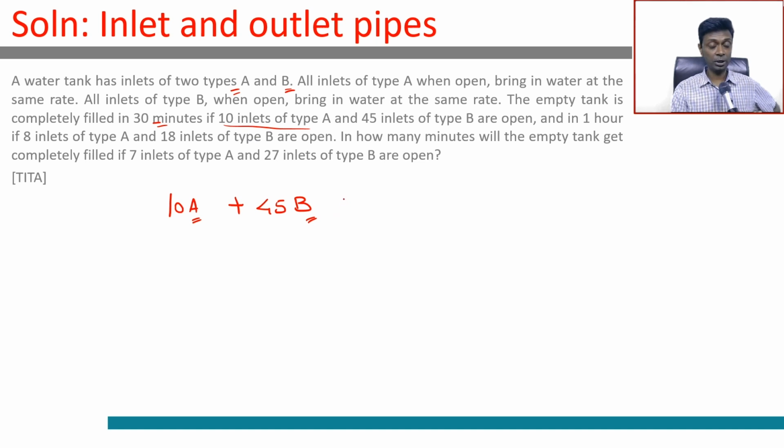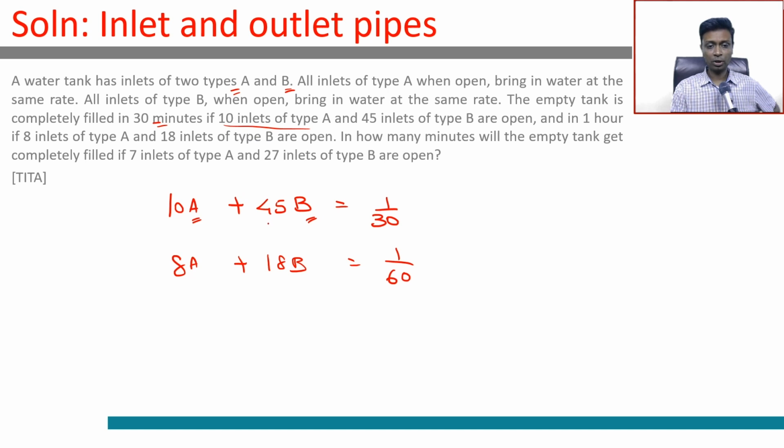10A plus 45B, together they fill in 30 minutes, or in 1 minute they fill 1 by 30 of the tank. And in 1 hour, if 8 inlets of type A and 18 inlets of type B are open, so 8A plus 18B will give us a 1 by 60. Right? In how many minutes will the empty tank get completely filled if 7 inlets of type A and 27 inlets of type B are open? Let's simplify this, get A and B, plug it in here and get to the answer.